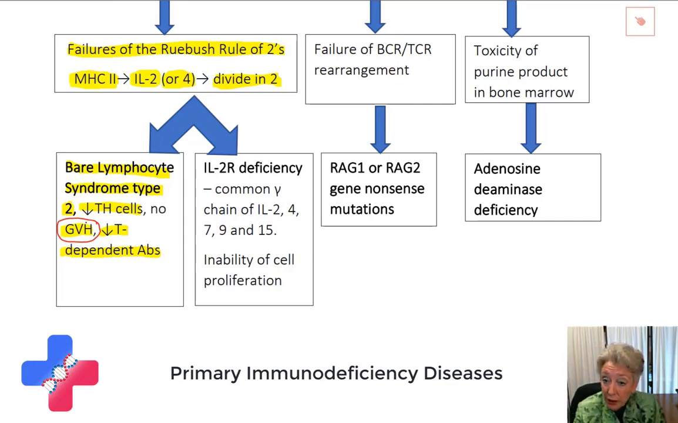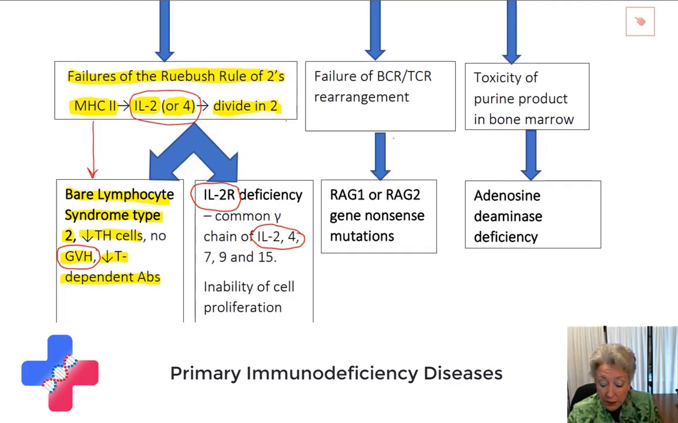The second failure of the Roubush rule of twos was this one. The second one is the problem with the ability to recognize the signal to clone on cells. And notice that if I have a deficiency of that receptor, it affects both 2 and 2 times 2. So both the cell-mediated and the humoral arms do not have their normal cloning signals. So these reflect as severe combined immunodeficiencies because I cannot multiply the number of cells that I have originally responding.